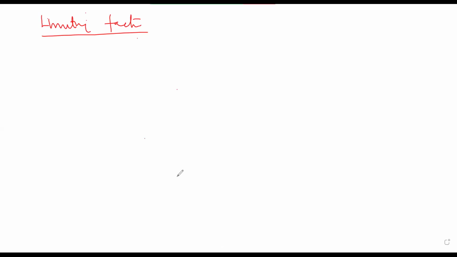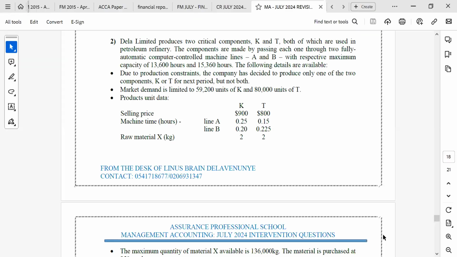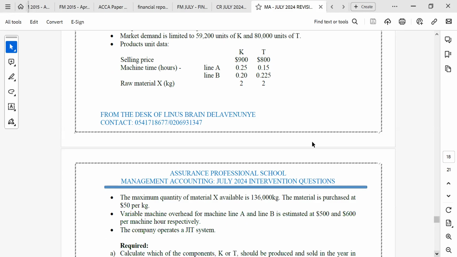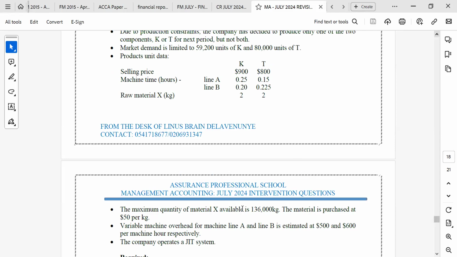Okay, let's come to material. Let's determine whether material will be having effect on it. They say you should produce only one of them. So if we should produce only one of them, do we have the material to produce any of these ones? So we are going to be determining what the limiting factor will be. So do we have material? The total material available is 136,000.